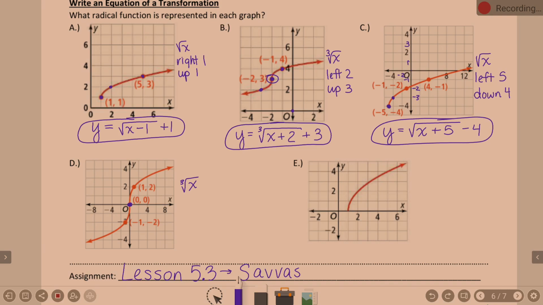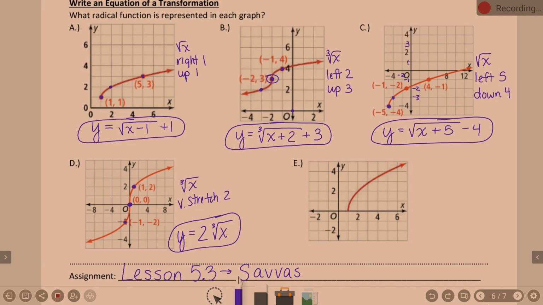They go up 2. Up 2 instead of going up 1. We just doubled how much we go up. So this is a vertical stretch by a factor of 2. How do you write a vertical stretch by a factor of 2? You put the 2 in front. So y equals 2 times the cube root of x.